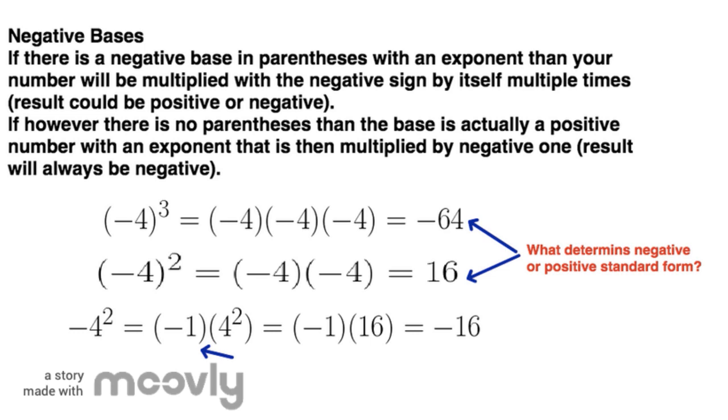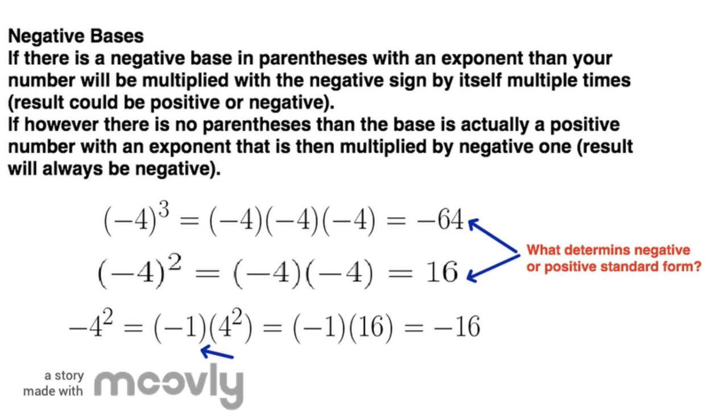Why is it that in the first situation you get a negative result, and in the second situation, the standard form is a positive? Think about what it is in the exponents that allows a negative base to end up with a positive result. Now in the third situation, there are no parentheses around the negative 4.